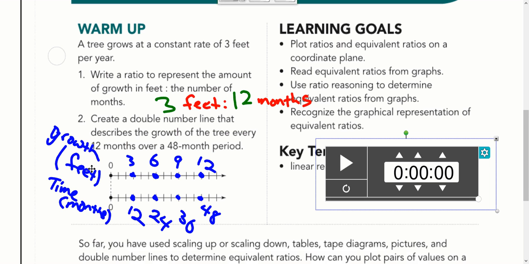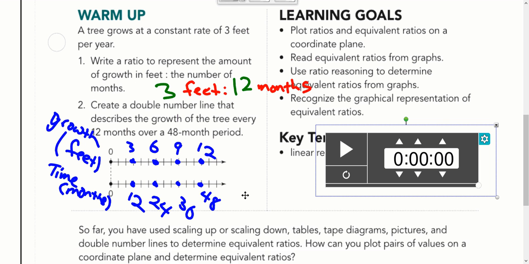And then we went ahead and did a double number line. So the growth in feet would be our top line, and our time in months would be our bottom line. And then we went every 3 and basically skip counted by 3. So 3, 6, 9, 12. And then this would be 12 months, 24 months, 36 months, and 48 months.